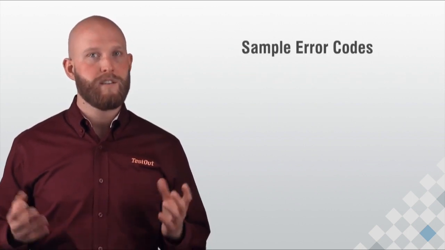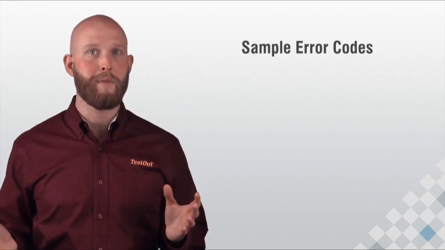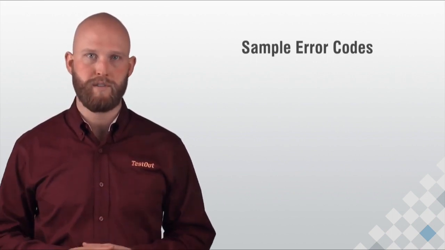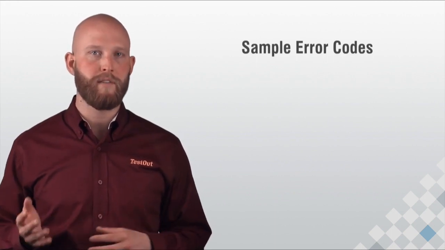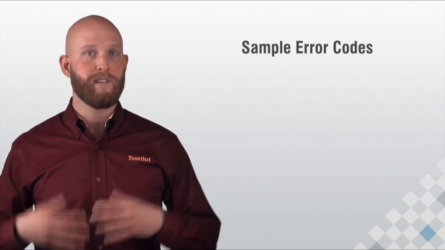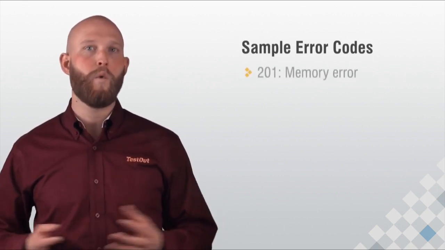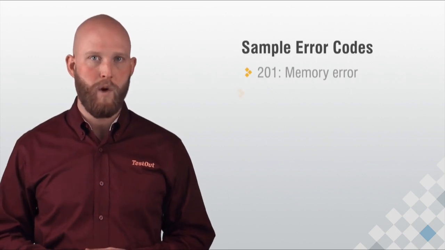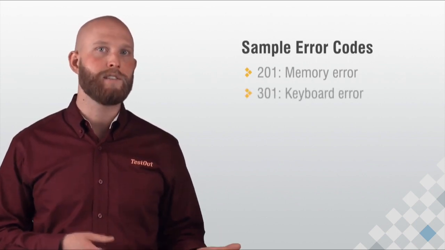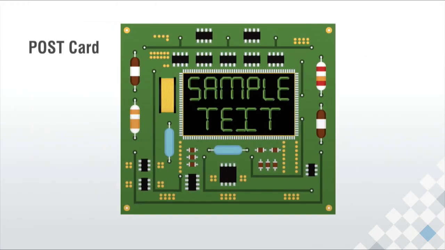Instead of beep codes, some manufacturers may display an error code on the screen. These codes vary by manufacturer, just like beep codes. If you see an error code displayed on the screen after POST, you need to go to the motherboard manufacturer's website to find out what that particular code means. For example, a 201 error may indicate a memory problem, while a 301 error indicates that the keyboard did not respond correctly.